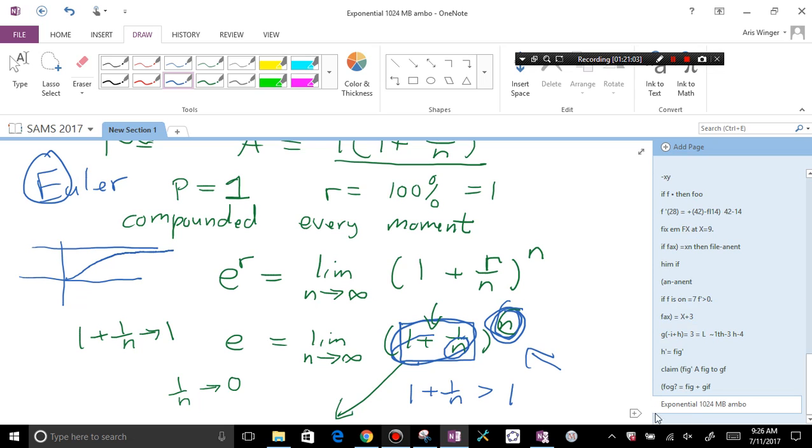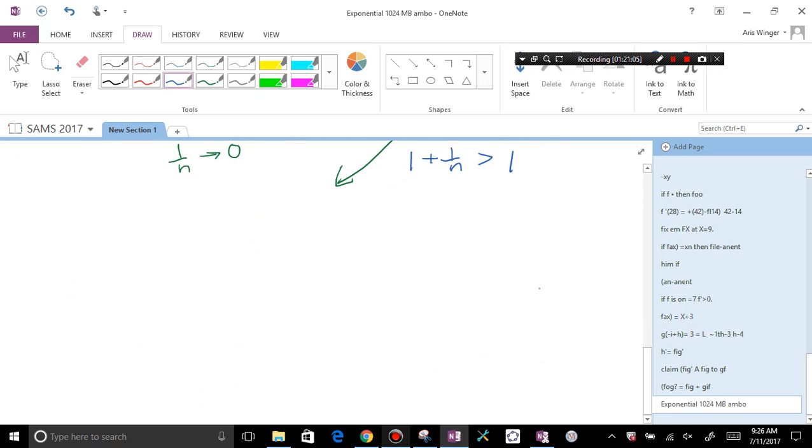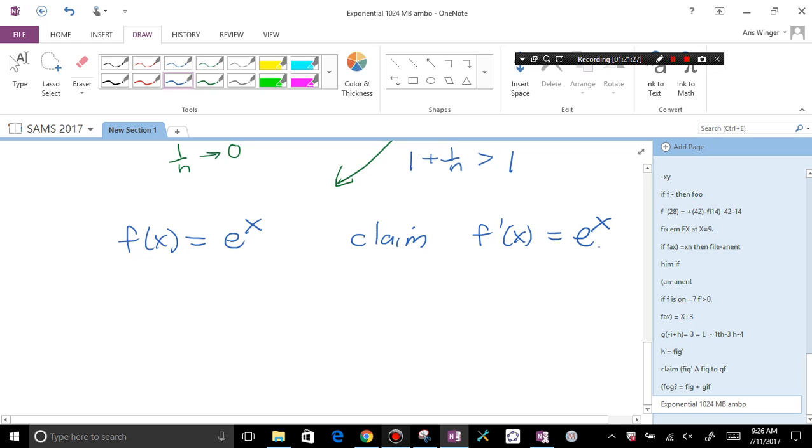I want to get to the point. We want to take the derivative of e to the x. And for that, oh my goodness, we're going to cheat. So f prime of x, the claim is that f prime of x is equal to e to the x. Now, I'm going to start the cheating early. Okay. So I talked about the pre-calculus definition. I'm going to give you the calculus definition of e. Okay.